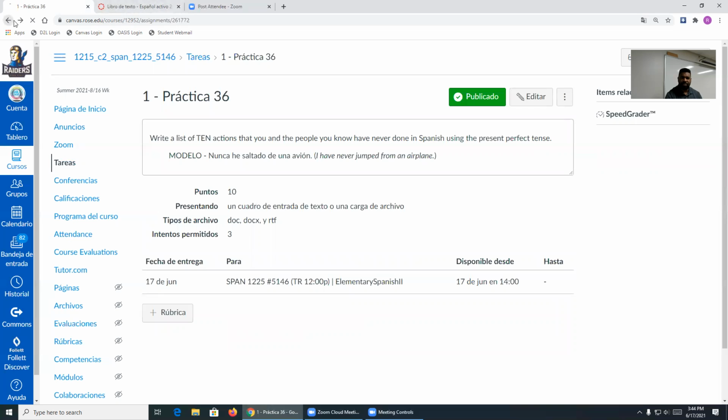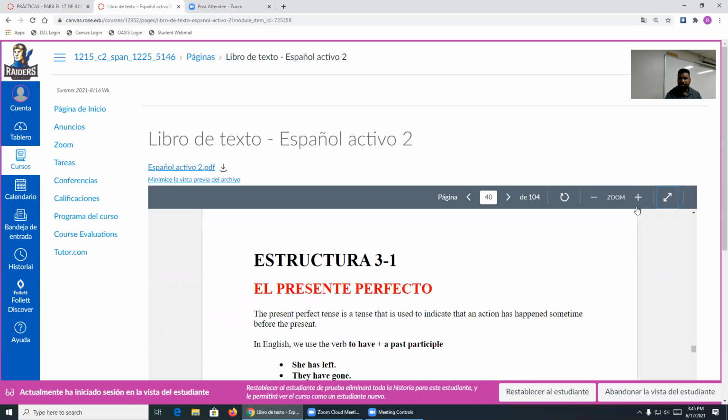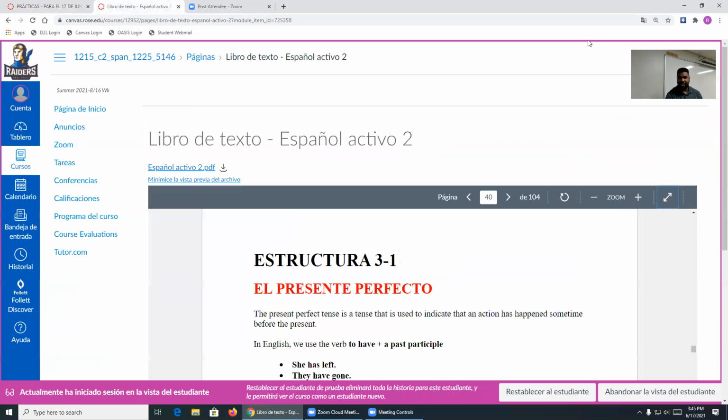And maybe you're asking, where is that in the textbook? I'll show you. Yeah, página 40. So you want to go to página 40 to review that. You can also review it in the section called Apuntes de clase, class notes.